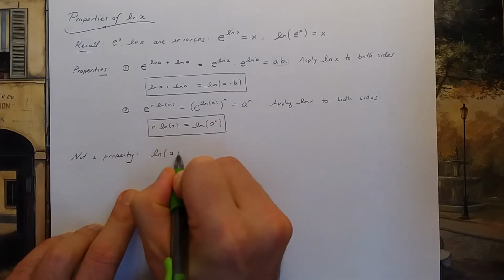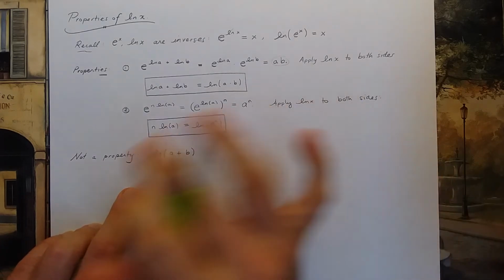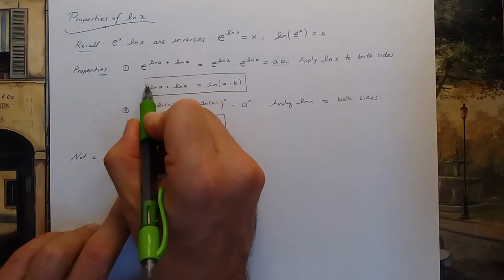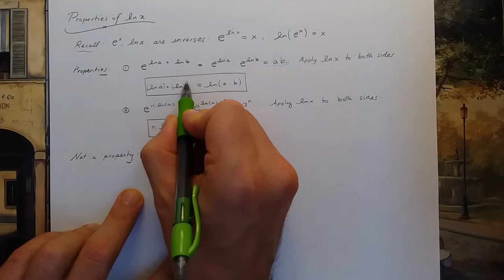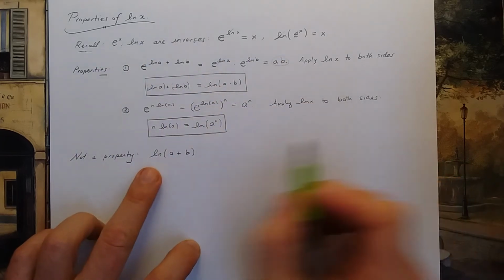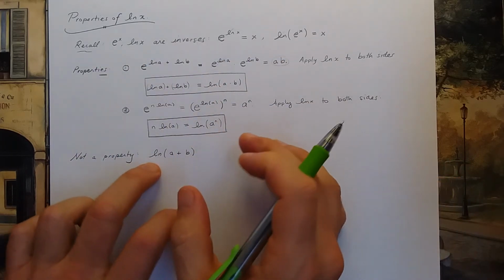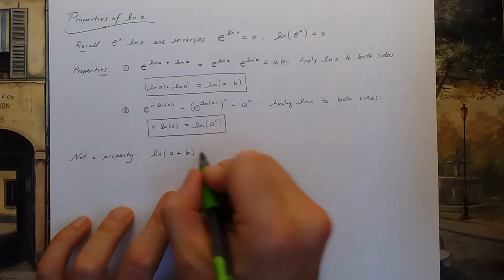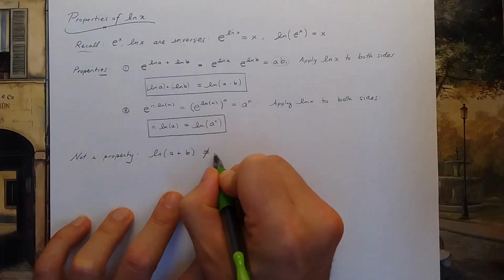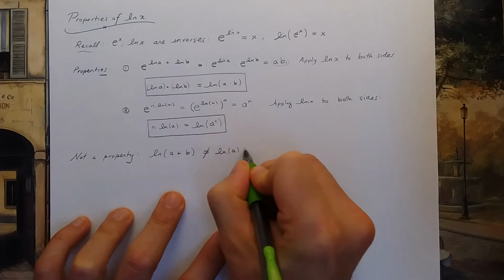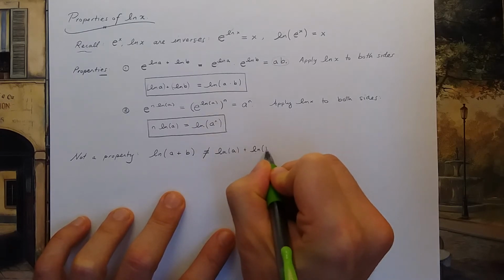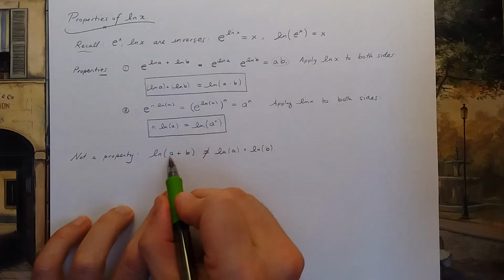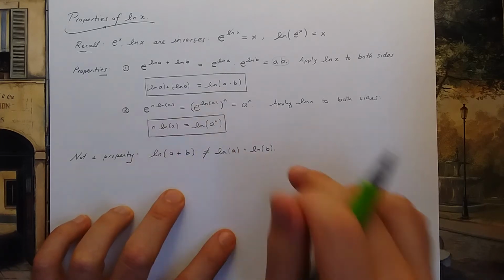Log of a plus b cannot be simplified. That's not what I have up here. What I have up in this first property is log of a plus log of b separately. If you have log of a plus b inside the parentheses, you cannot simplify it. It is definitely not equal to log of a plus log of b, even though I've seen this repeatedly in student work. They really hope it's true, but it's definitely not.